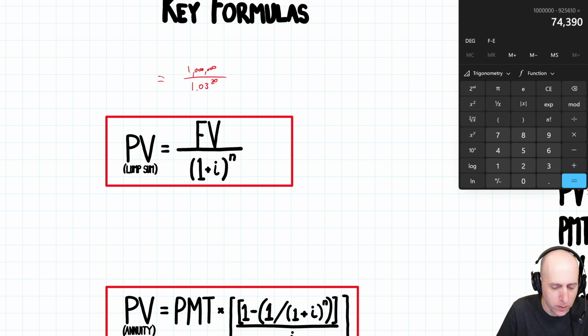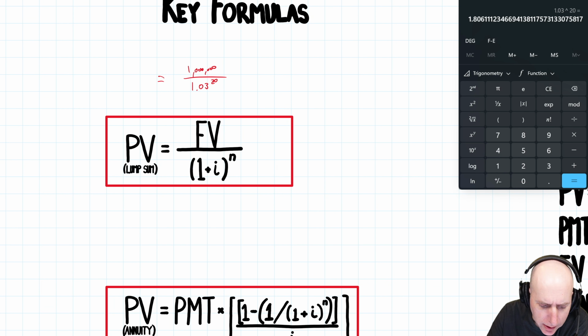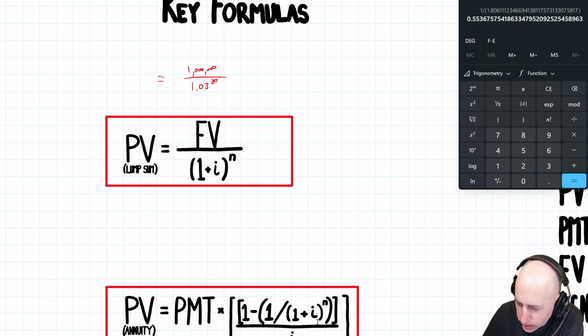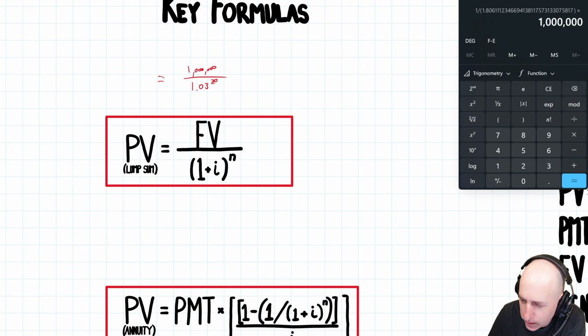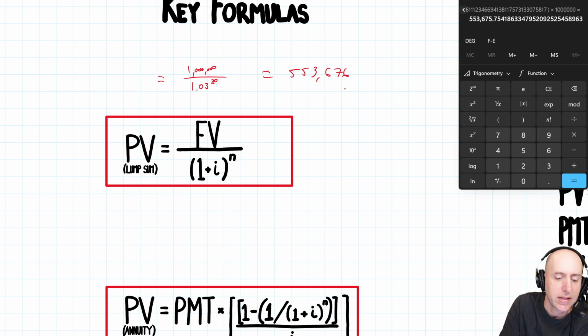So anyway, there's the formula. 1 million divided by 1.03 to the 20th power. 1.03, x to the y, 20, 1.80. And then we go 1 million divided by that. To do that, you go 1 over x, just this thing here, 1 over x, and then multiply by 1 million. So 553,676. That's the value of $1 million 10 years from now.